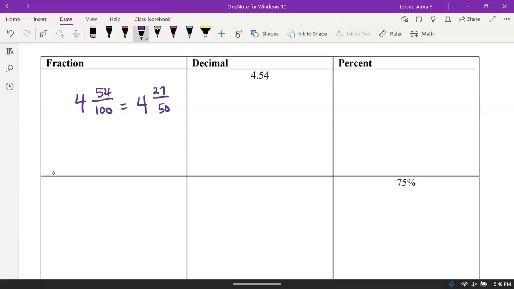And to convert it to a percent, FDP, guys, decimal to a percent, 2 to the right. That's going to give me 454%.